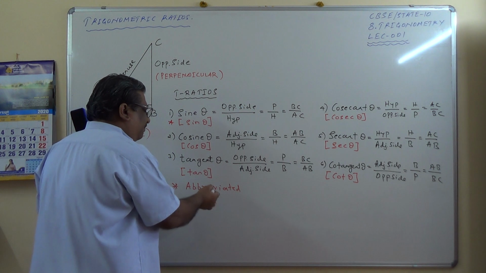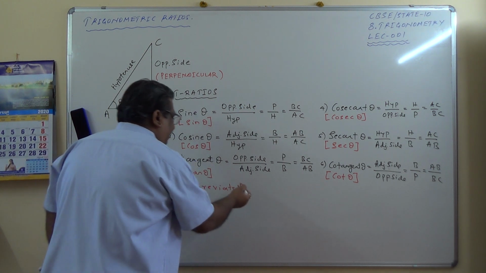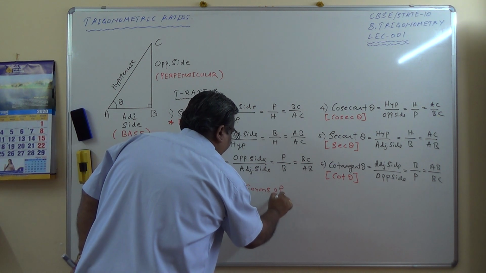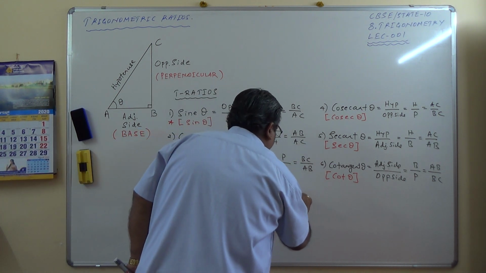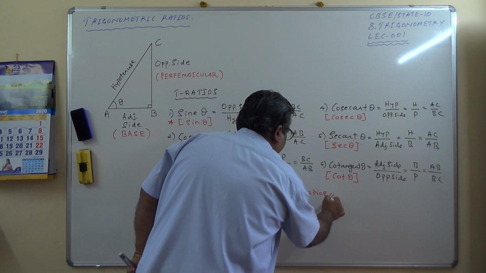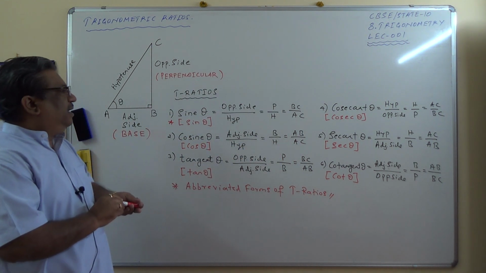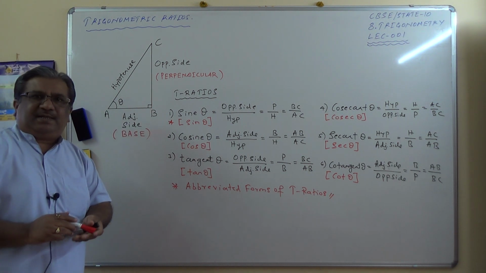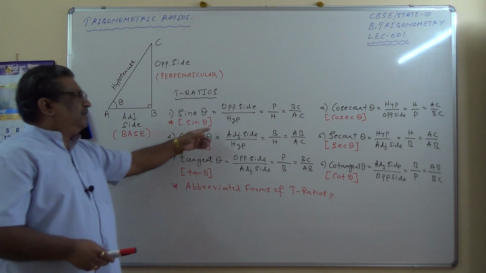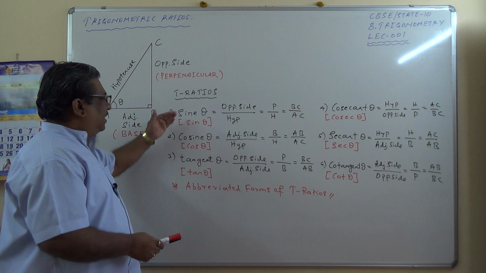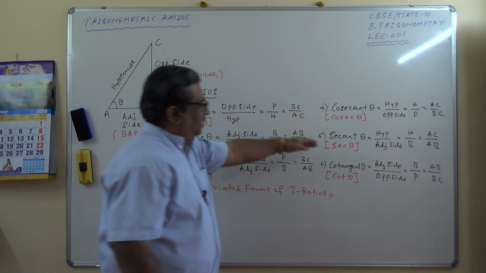I hope you understand what I am writing. Abbreviated forms of trigonometric ratios. Henceforth, we are using only the abbreviated forms of these trigonometric ratios. Sin theta is opposite by hypotenuse, and cos theta, tan theta, cosec theta, sec theta, cot theta.